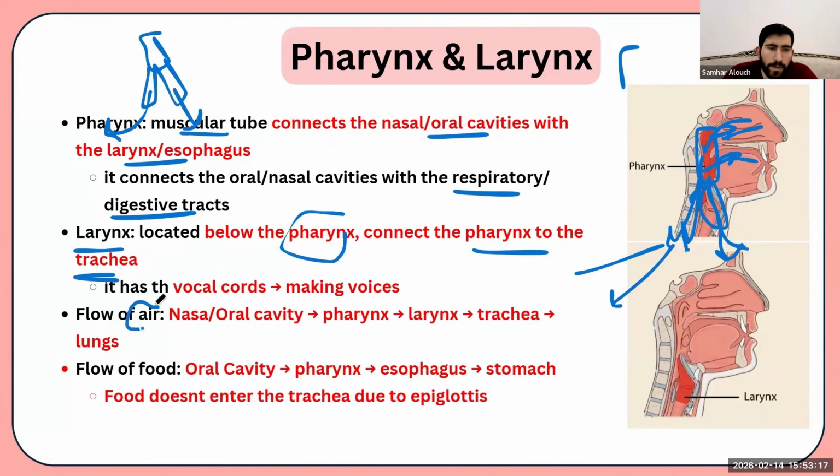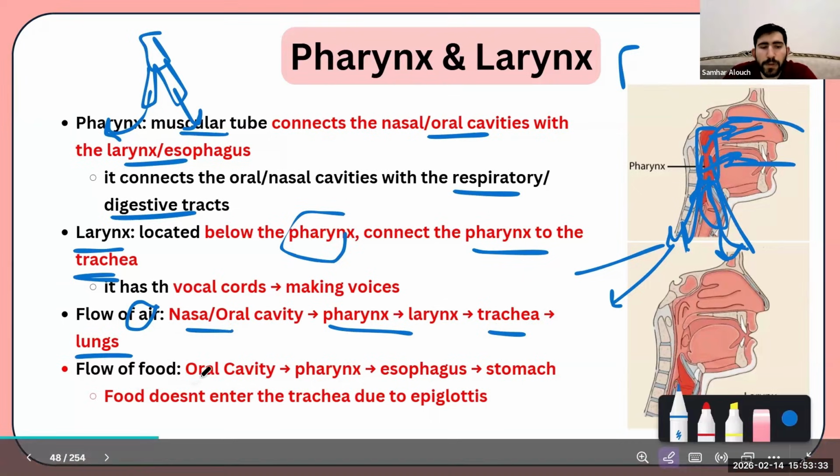So the flow of the air is through either the nasal or oral cavity, because some people breathe from their mouth. When your nose is closed, you will breathe from your mouth. So air will move through the nasal or oral cavity to the pharynx, then the larynx, then the trachea, then the lungs. However, the food will move from the oral cavity to the pharynx, it doesn't go to the nasal cavity. No one eats from their nose. Food will move from the oral cavity to the pharynx, then to the esophagus, then to the stomach.